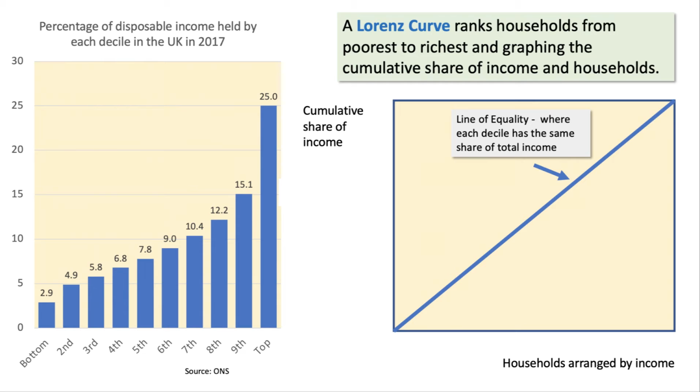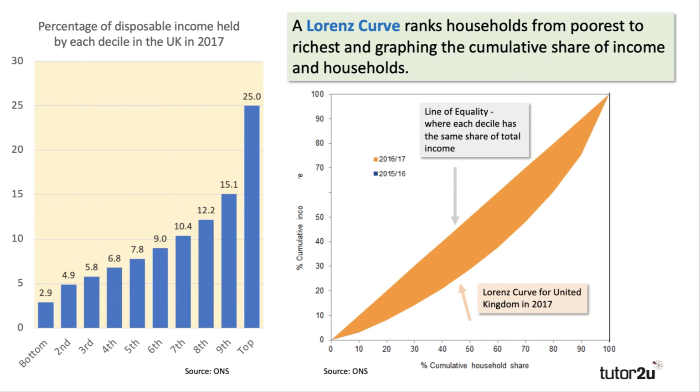People in the top decile have a disproportionately large share of income. By the way, this is disposable income after tax and benefits. So we end up with something which looks like this. This is the Lorenz curve for the UK in 2017, showing a gap between the line of equality and the actual path of cumulative income.